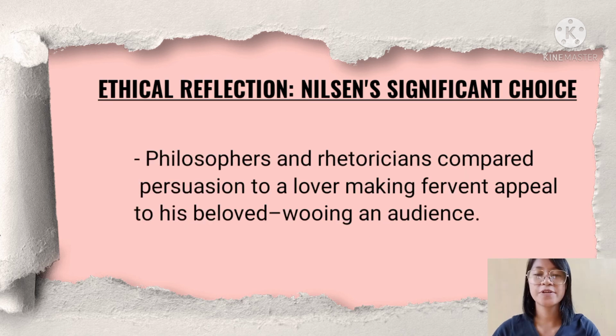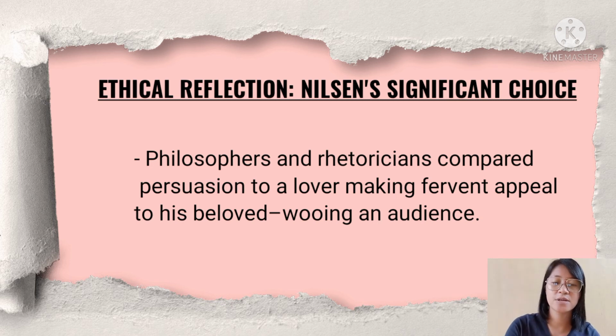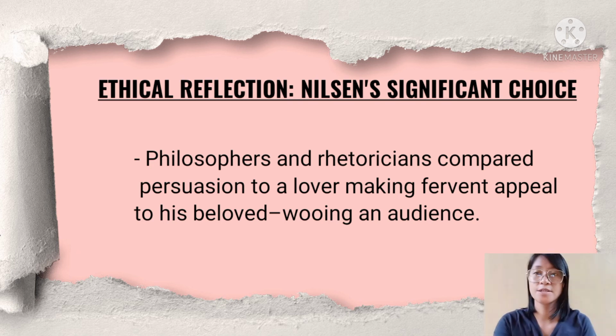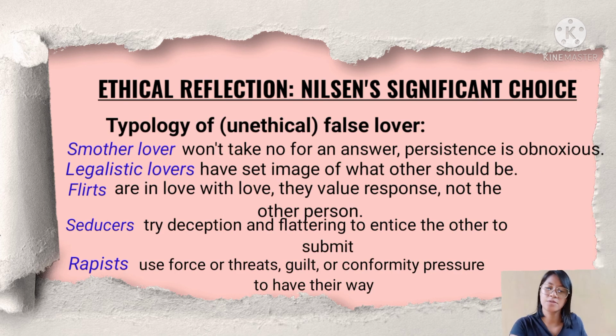Philosophers and rhetoricians have compared persuasion to a lover making a fervent appeal to his beloved. Nielsen's ethic of significant choice resembles particular aspects of the courtship analogy. So the following are examples of a typology of unethical lovers. Number one, smother lovers won't take no for an answer. Therefore, their persistence is obnoxious.